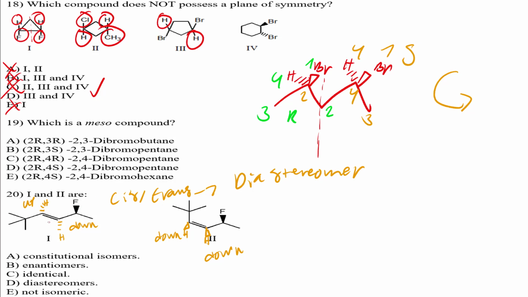If you see something like that, most likely be on the safe side and draw out your hydrogens or whatever and see if it's a cis-trans relationship. If nothing else changed, you just kind of rotated this, so there'd be diastereomers.